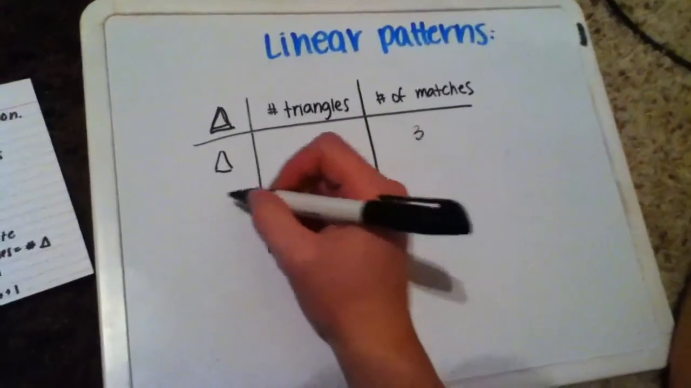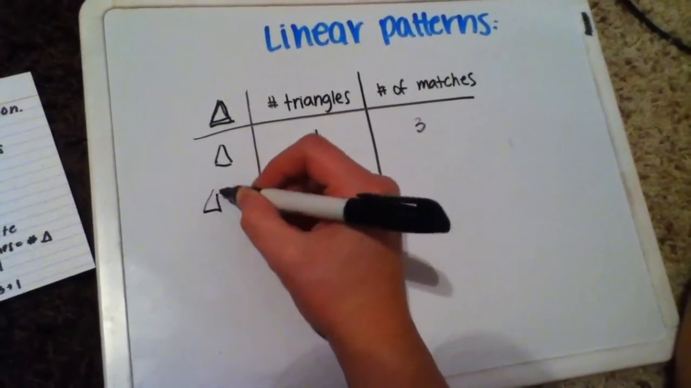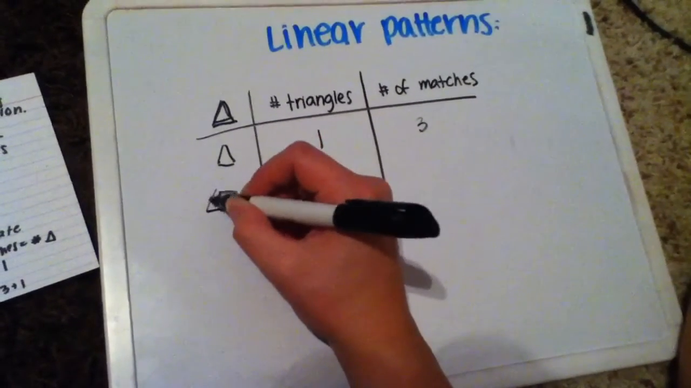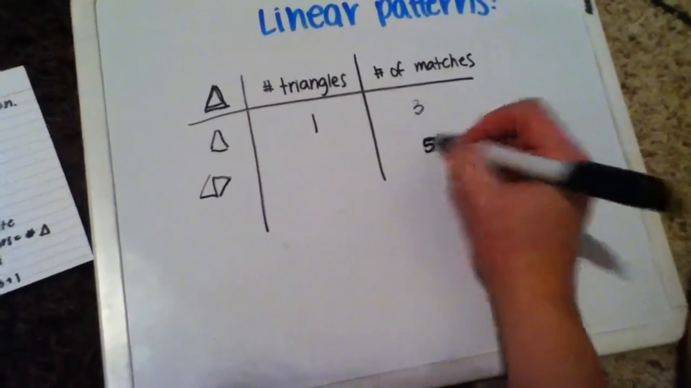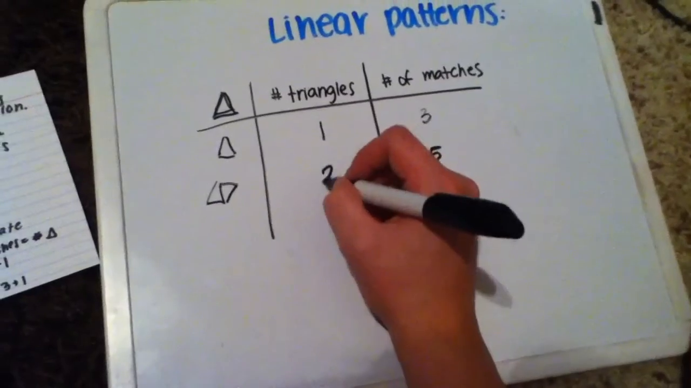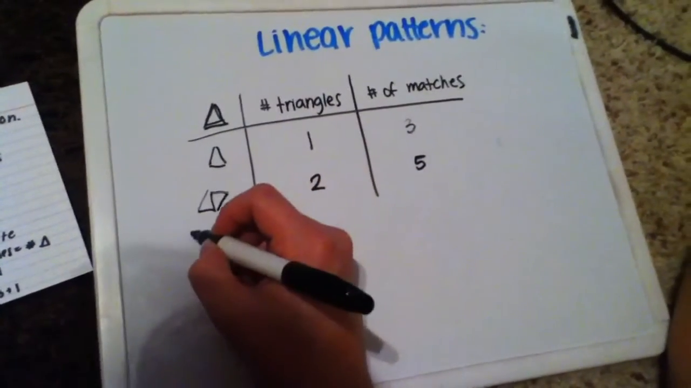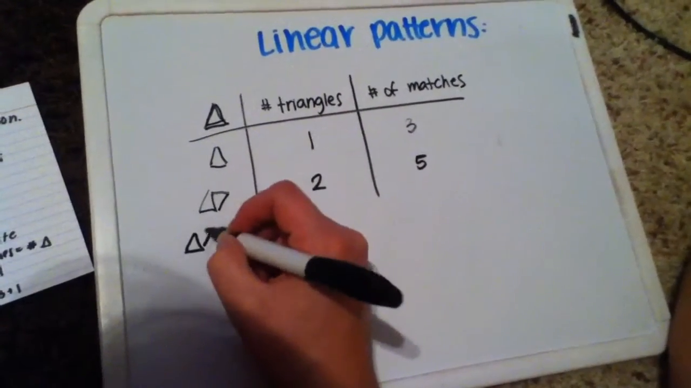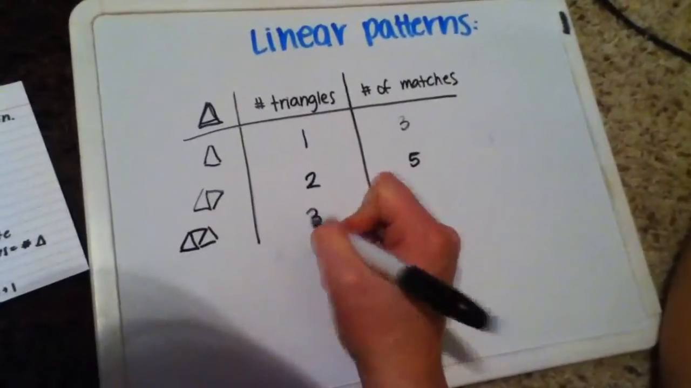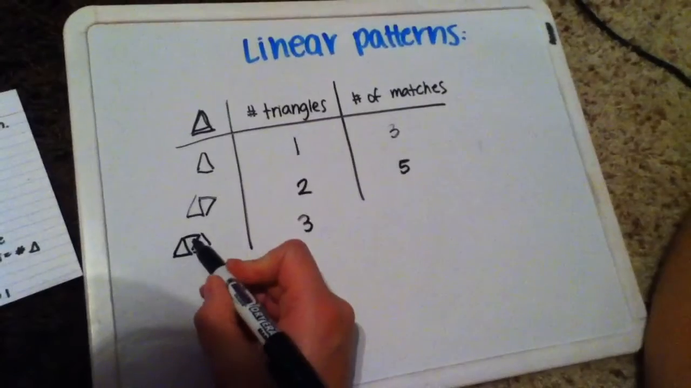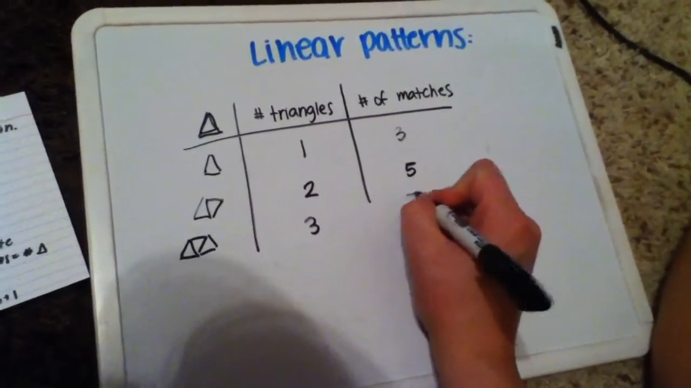Okay, now we're going to keep going. So we make the regular triangle, and then we're going to make another triangle. So we have 1, 2, 3, 4, 5 lines now. And 2 triangles. And we're going to try this one more time and see if we can see a pattern start to form. So we have 1, 2, 3. So now we can add up. There's 3 triangles now. And there's 1, 2, 3, 4, 5, 6, 7 matches.